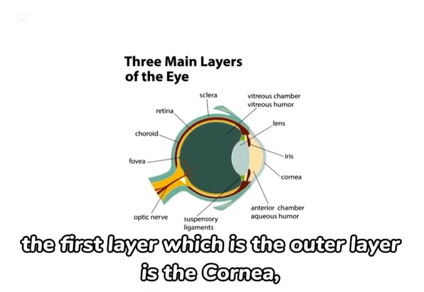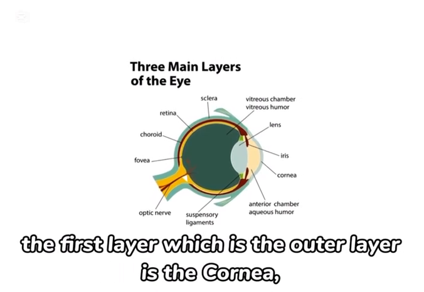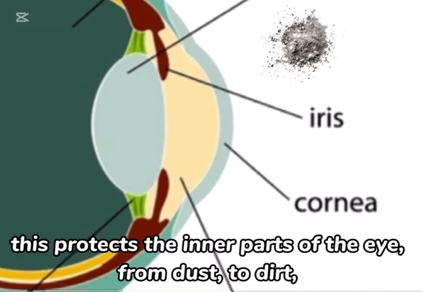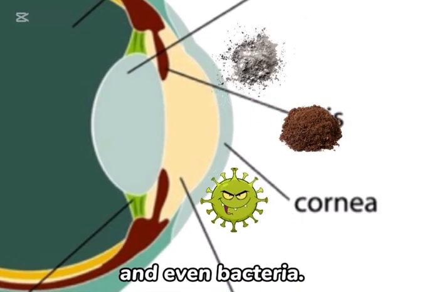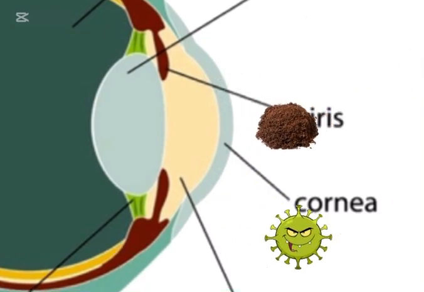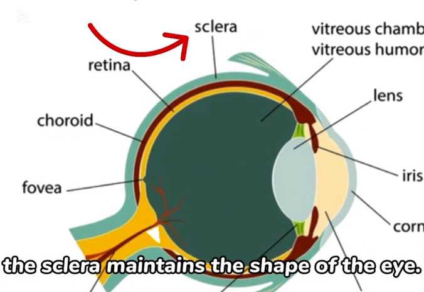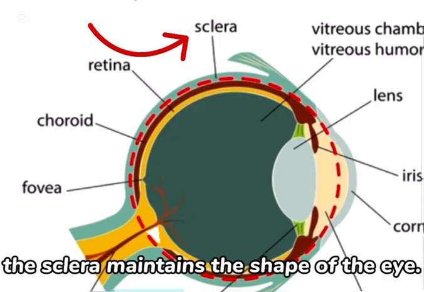Now we're going to talk about the structure of the human eye. Our eyes have 3 layers. The first layer, which is the outer layer, is the cornea. This protects the inner parts of the eye from dust, dirt, and even bacteria. The next is the sclera. The sclera maintains the shape of the eye.